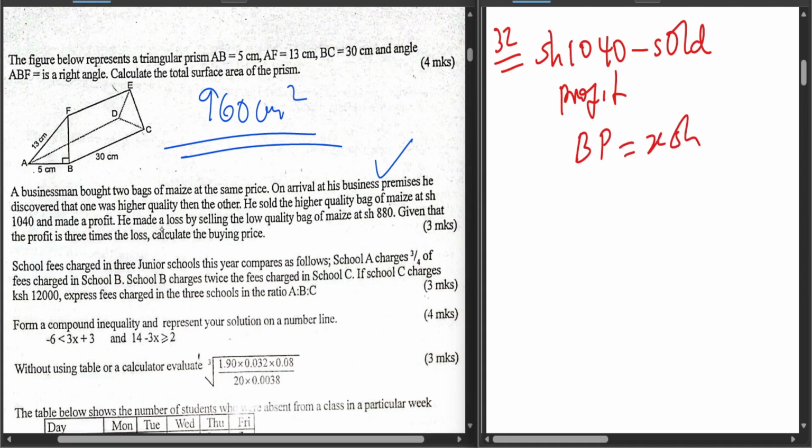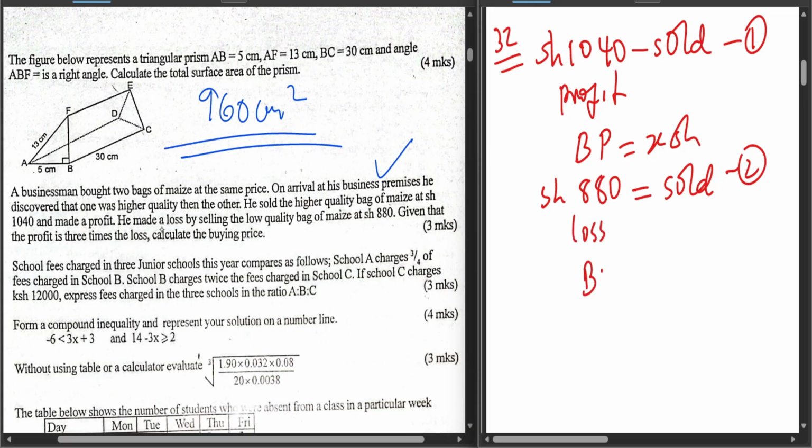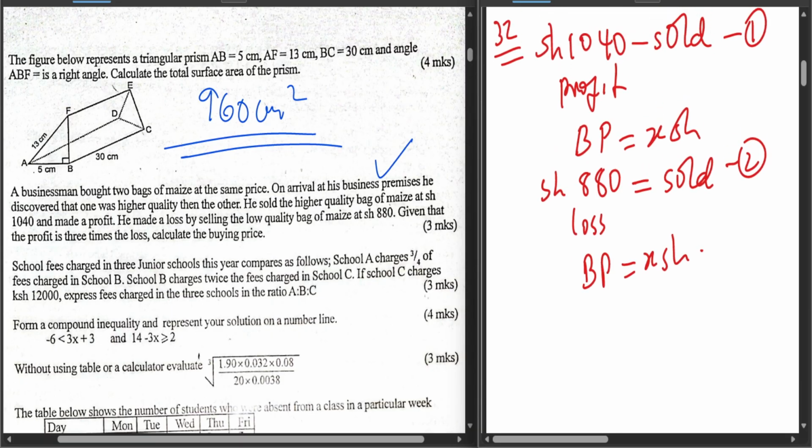And the other one, the low quality, he sold at a loss, at 880 shillings. That's the first quality, and this is the second quality. But again, he made a loss, and the buying price is still X shillings. Given that the profit is 3 times the loss, calculate the buying price, which is very, very easy.